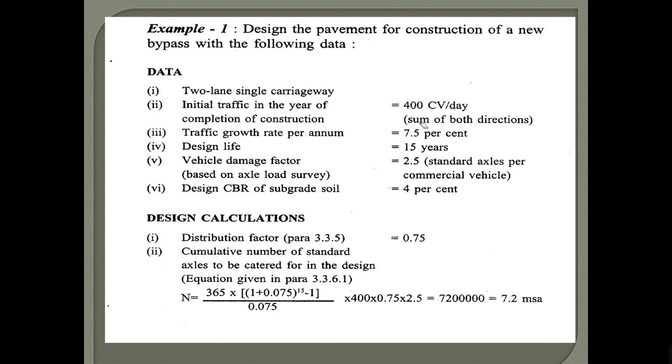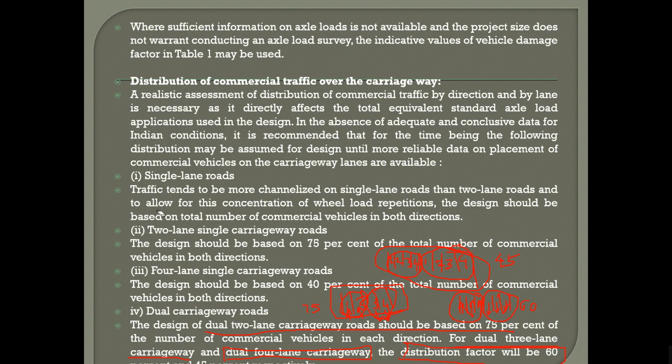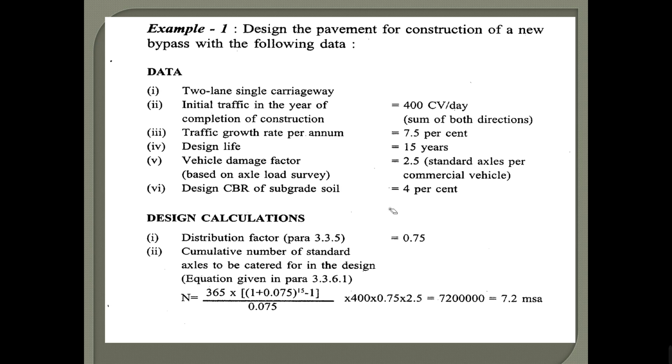So what type of lane is it? It is a 2-lane single carriageway. So what should be the distribution factor? The lane distribution factor that should be considered. We have spoken about it. For a 2-lane single carriageway road, how much is it? 75%. The design should be based on 75% of the total number of commercial vehicles in both directions. Hence, they have considered the value of D as 75%. See here, distribution factor 75% means 0.75.